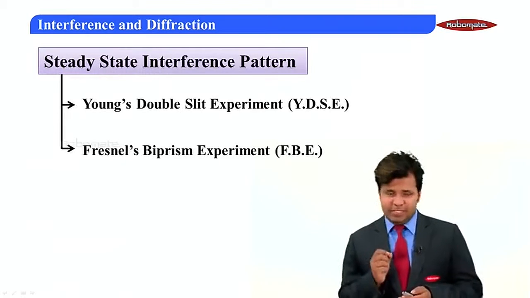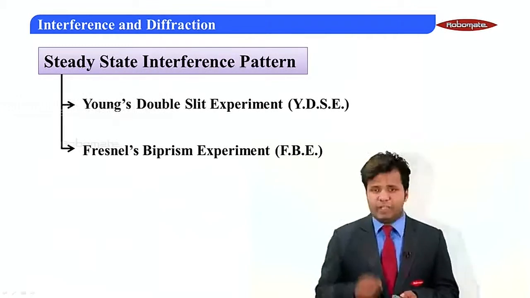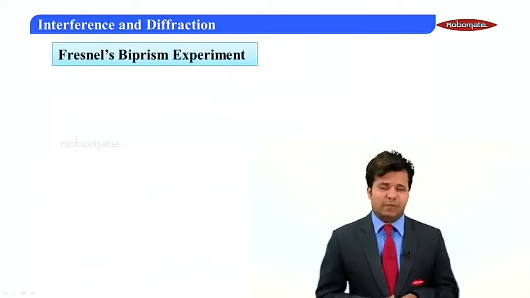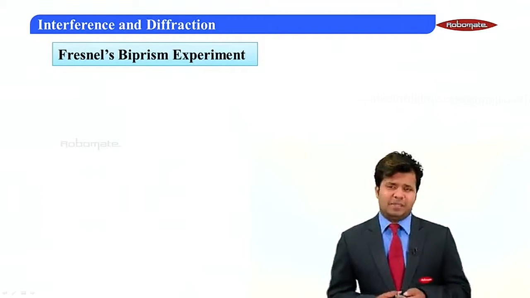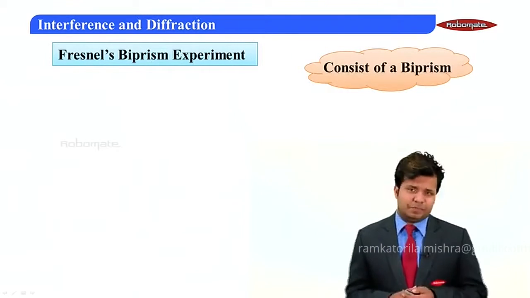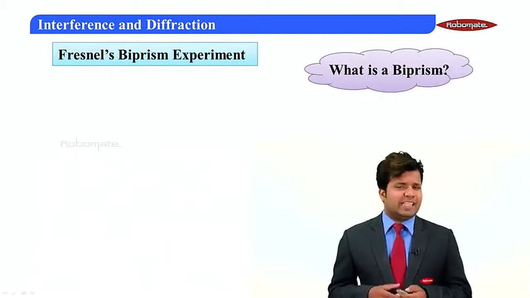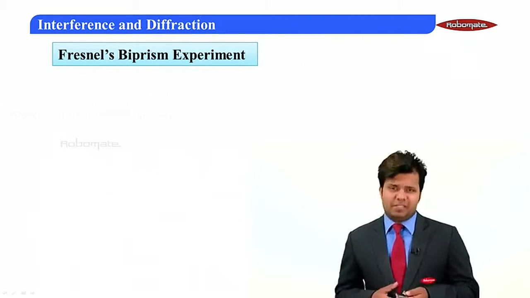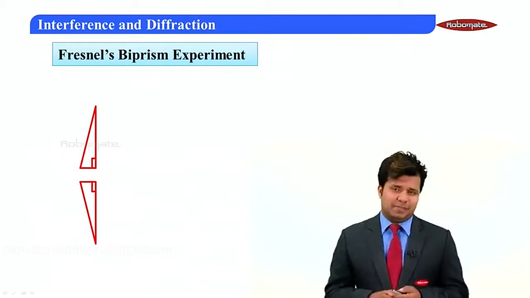You might already know that this new word biprism has great significance in this particular experiment. So let us start with Fresnel's biprism experiment. Students, what is a biprism? What does it consist of? A biprism is made up of two different prisms, and that too two different right angle prisms.